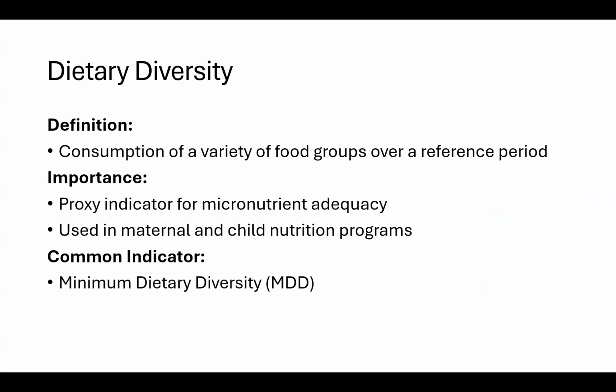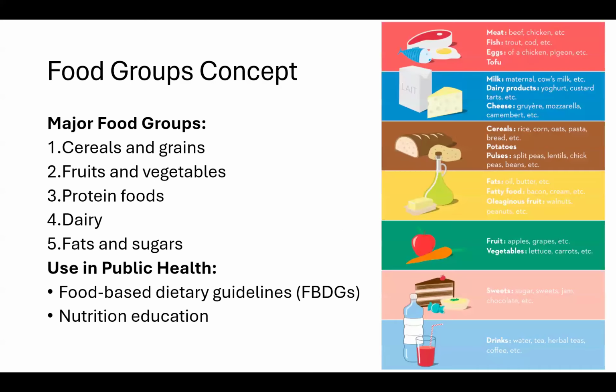Then we have the concept of dietary diversity. Consumption of a variety of foods over a reference period. It is important as a proxy indicator for micronutrient adequacy. It is used in maternal and child health programs. And minimum dietary diversity, MDD, is a common indicator for this.